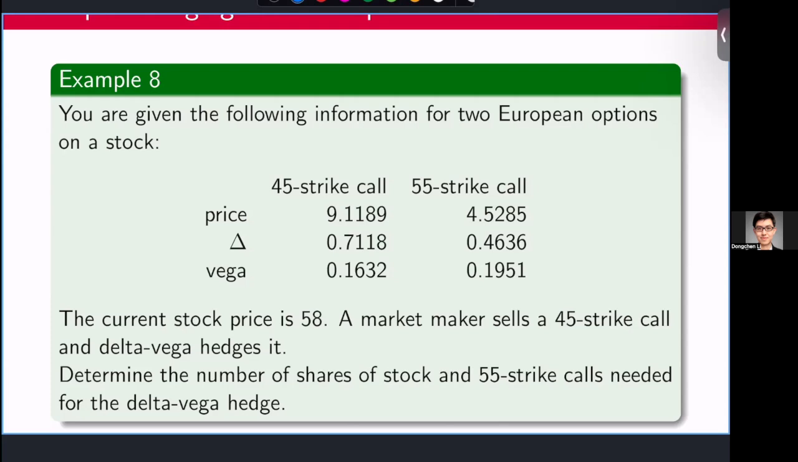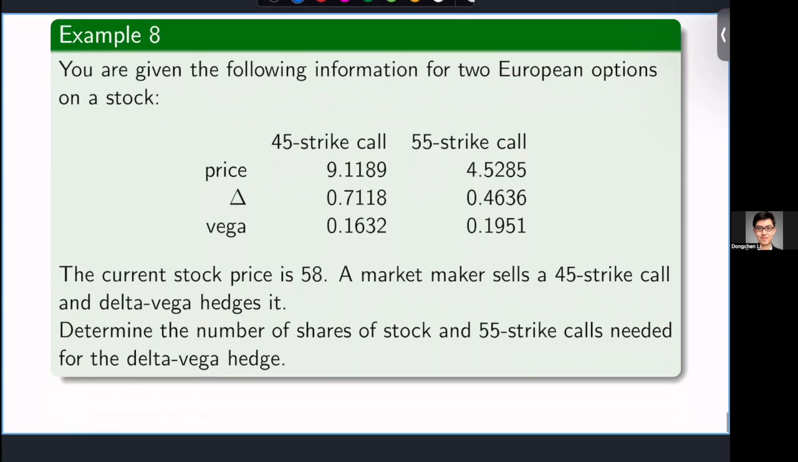You are given the following information for two European options. They are on the same stock: a 45 strike call option and a 55 strike call option. You're given the price, the delta, and also the Vega. The current stock price is 58, and the market maker takes a short position in a 45 strike call option and tries to delta Vega hedge it. We want to determine the number of shares of stock and the position in this 55 strike call such that the portfolio becomes delta neutral and Vega neutral. What we're going to do is very similar to what we did in example 7. We first assume that we're going to buy X shares of stock and buy Y units of 55 strike call option.